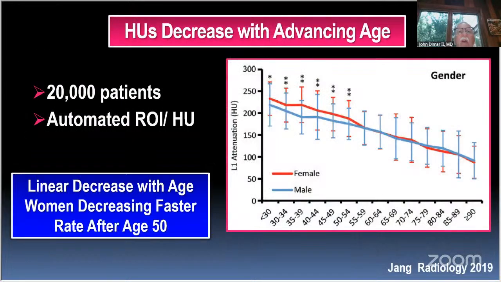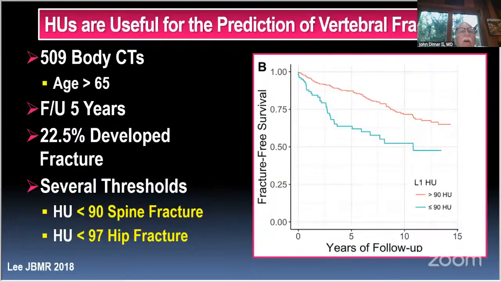And you can see that HUs basically decrease with advancing age, just like your DEXA score goes down. And here's a good graph to show you, and it exponentially starts to increase after the age of 50. So Hounsfield units are also very useful in predicting fracture. This is another study by Lee that showed that less than 90, you get spine fractures a lot, and the same thing is true less than 97 with hip fractures.